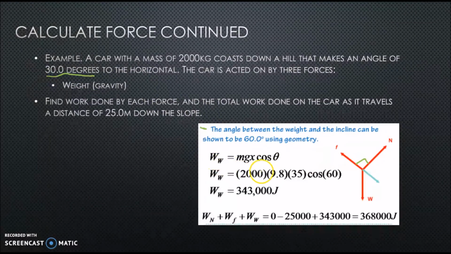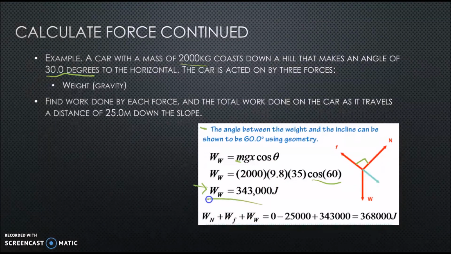So then we plug in what we know. We have the mass in the problem, which is 2,000. Gravity, we know that as 9.8, that's a constant. 35, which is what we calculated before, and the cosine 60. We plug those into our calculator, and we get 343,000 joules.